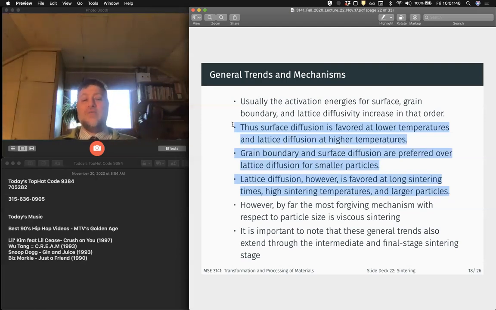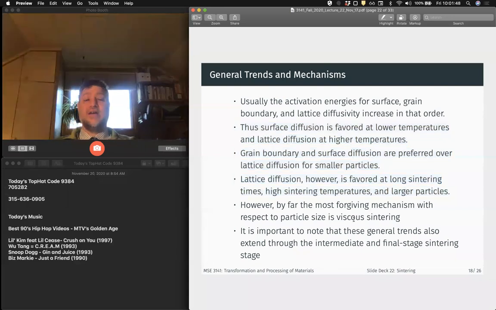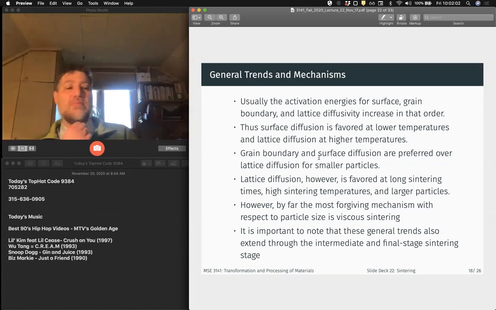Okay. Viscous sintering is going to be the most forgiving mechanism with respect to particle size. Okay. And so these general trends are important, not just in initial stage, but also in intermediate and final stage sintering as well.